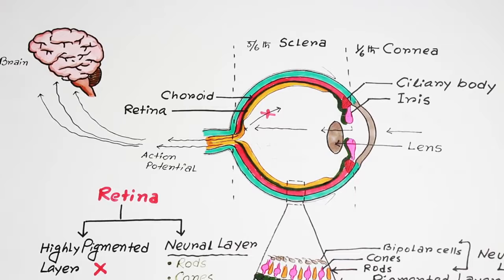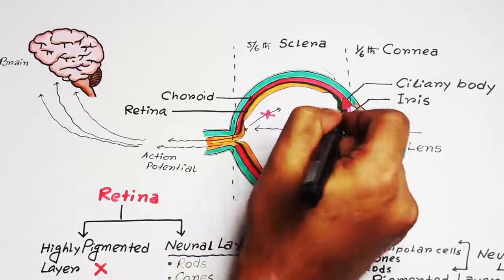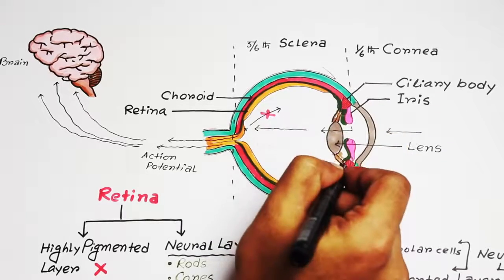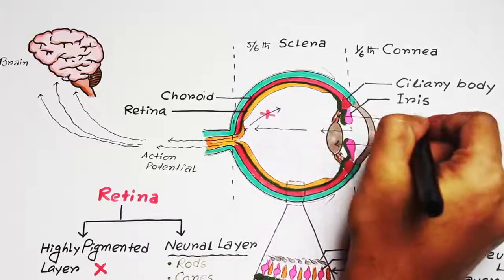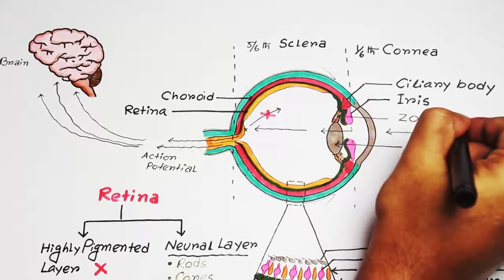Here I should mention another important part which is called lens. The lens helps the light pass into the eyeball and focus properly on the retina. The lens has special ligaments which are attached to the ciliary body and hold the lens in position. These ligaments or elastic fibers which hold the lens in position are called suspensory ligaments or zonules.